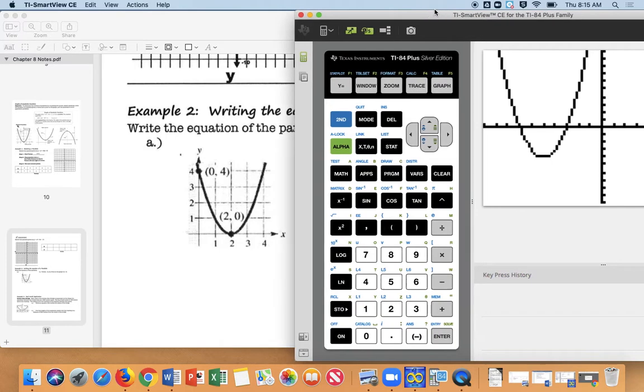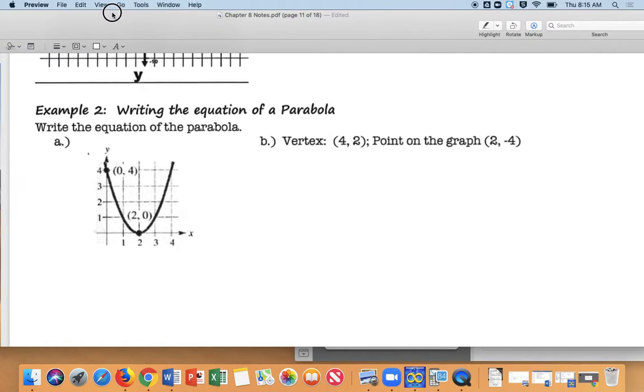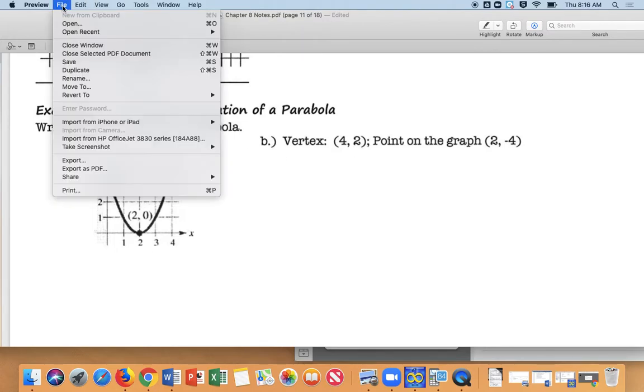All right, let's pick up where we left off. Example 2. All right, writing the equation of a parabola. Okay, so we have here a parabola, and in the other part we have a vertex and a point. So we have a vertex and a point. So how do I go about doing this?